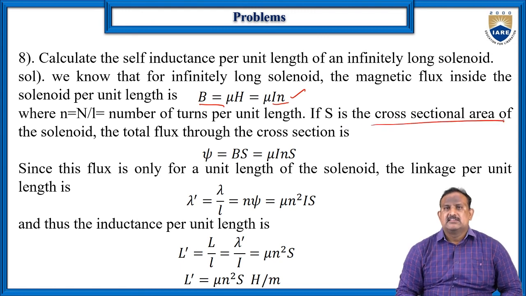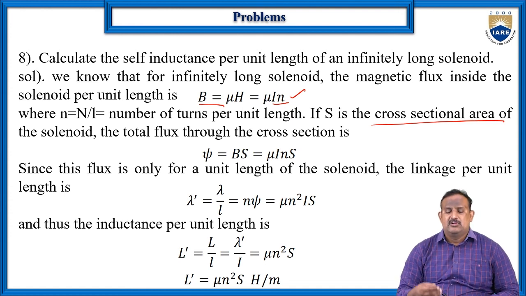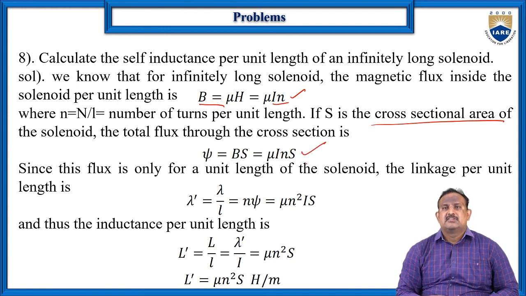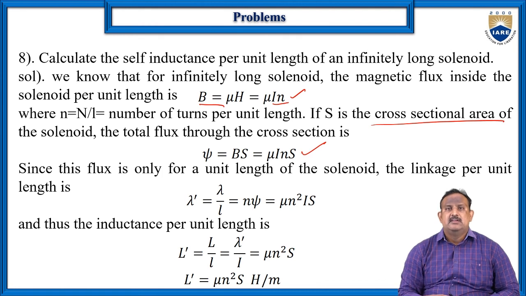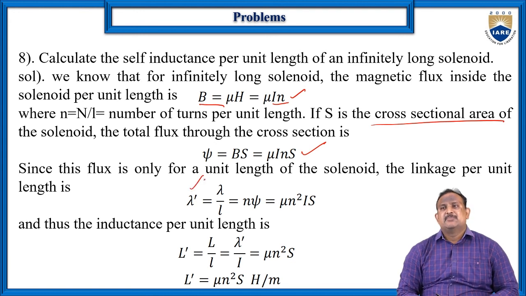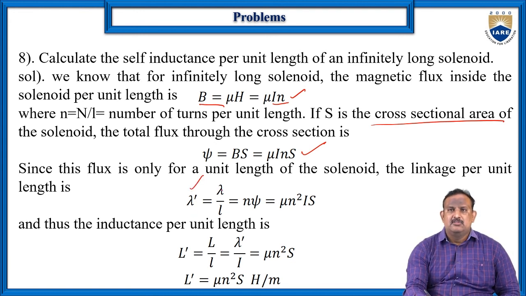If S is the cross-sectional area of the solenoid, then the total flux through the cross-section is psi equal to B into S, where B is mu I N. Therefore psi is mu I N into S. Since the flux is only for a unit length of the solenoid, the flux linkage per unit length can be calculated as lambda dash equal to lambda by L.